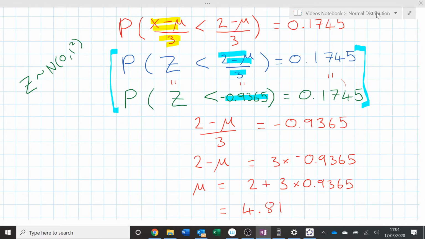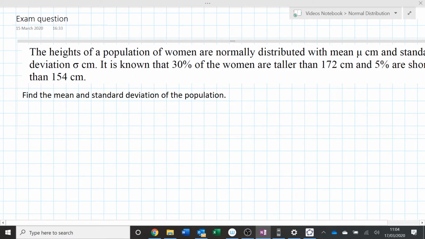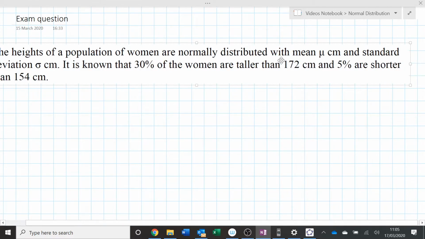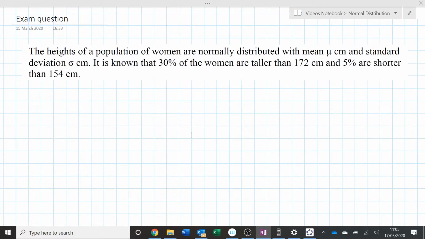So there's one other kind of question that comes up on this, and that is if you knew neither mu nor the standard deviation. If you knew neither, we've got a bit more to do. So in this question, we're going to find both mu and sigma. Probably going to not quite finish this question off, but I'm going to definitely give it a start. It works in a very similar way. So we've got the heights of a population of women, and we're told that they're normally distributed, and there's mu and sigma. And we're told two facts.